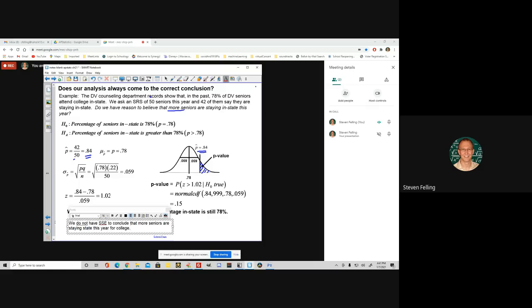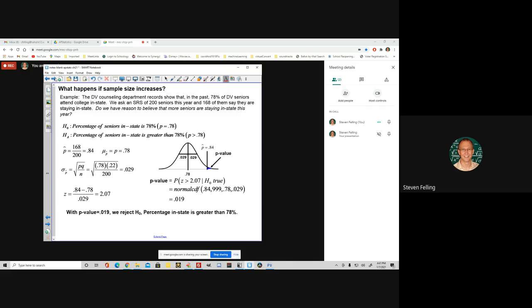That's the format we would use, right? We don't have evidence to conclude that more seniors are staying in state, which more generally means we're saying the percentage that are staying in state is still 78%, okay? So that would be the way we would do the analysis. We feel like that's all correct.